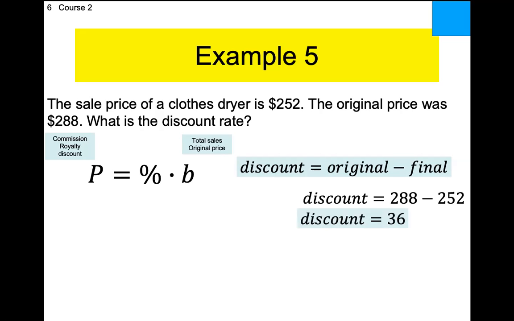288 minus 252 is 36. So the discount is 36. Do we have a percent up here? No. So that's going to be my X. And it says total sales or original price. What was the original price? Okay, there we go.